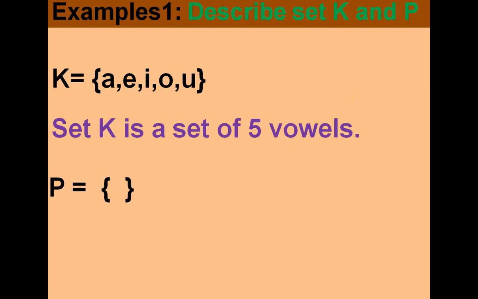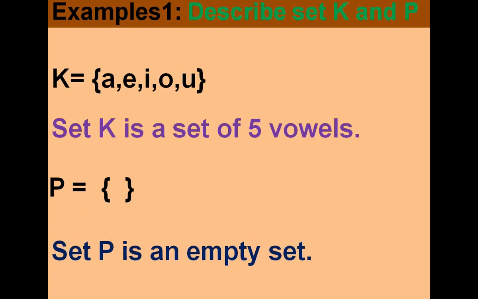What about set P? Let's look at set P. Set P is a set equaling to the curly brackets. The curly brackets have been written there, but they have got no member inside them. So how can we describe set P? We can describe set P by saying that set P is an empty set. Why? Because set P has no members. It is an empty set. Let us look at our second example.